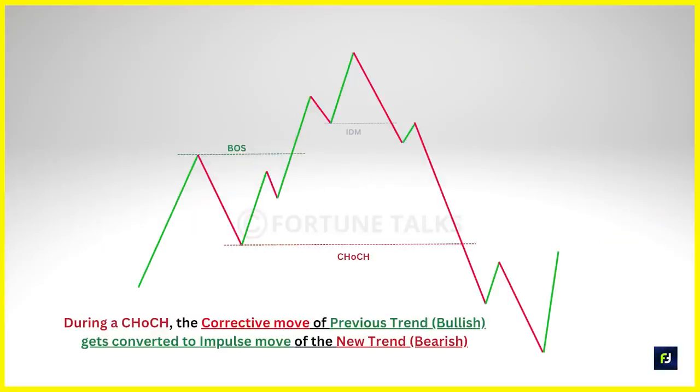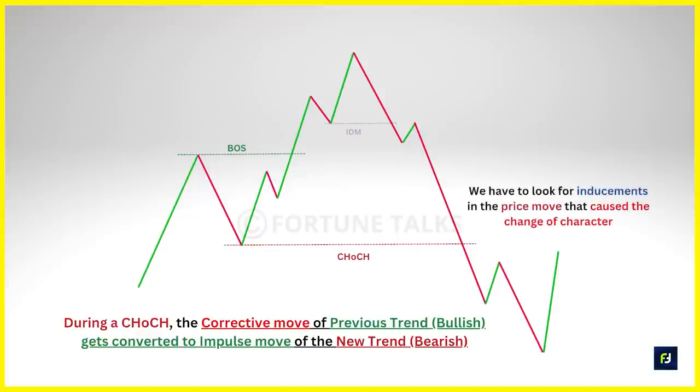The only exception is when the market forms a valid change of character, in which case the correction move gets converted into the impulse move of the counter trend. Take a look at this scenario. Here, the price breaks and closes below the previous higher low level, thereby confirming a bearish change of character. In this instance, we have to look for inducements in the price move that has caused the change of character. In that sense, we have to mark the inducement at the high of the first minor pullback after the valid bearish change of character. So make sure you are marking your inducements in the right manner.